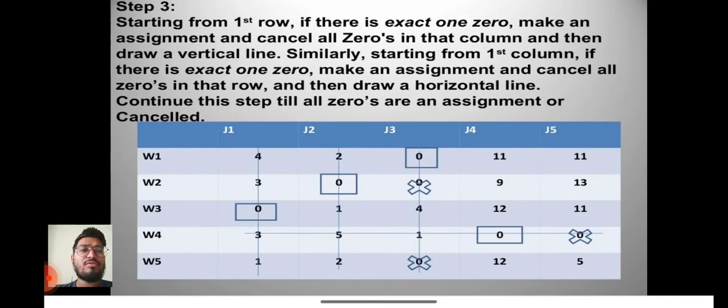Step 3. Starting from the first row, if there is exactly one 0, make an assignment and cancel all zeros in that column and then draw a vertical line. Similarly, starting from column 1, if there is exactly one 0, make an assignment and cancel all zeros in that row and then draw a horizontal line. Continue this step till all the zeros are assigned or cancelled. So here we have to cancel all the zeros by applying an assignment in the row and the column.